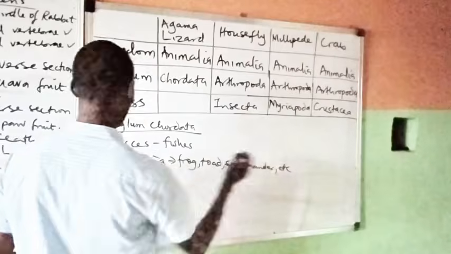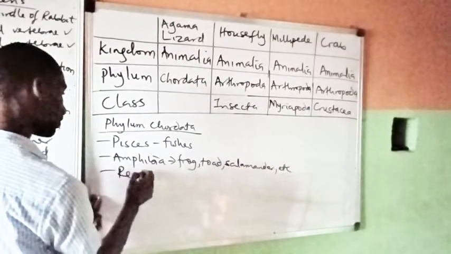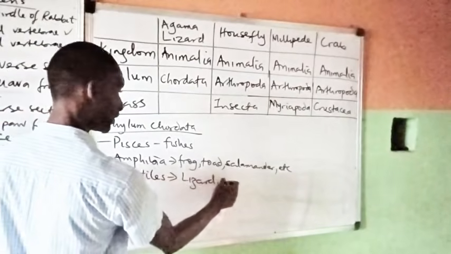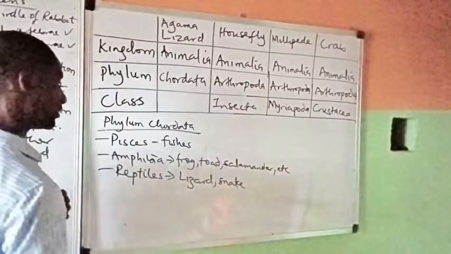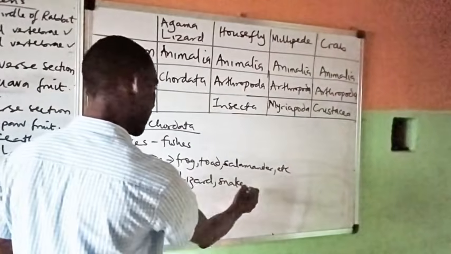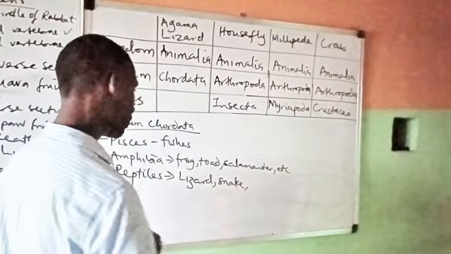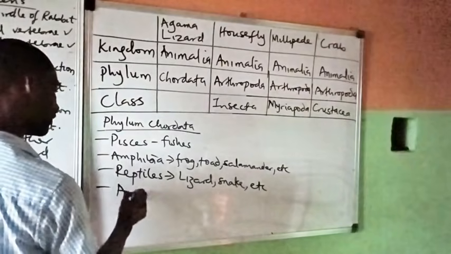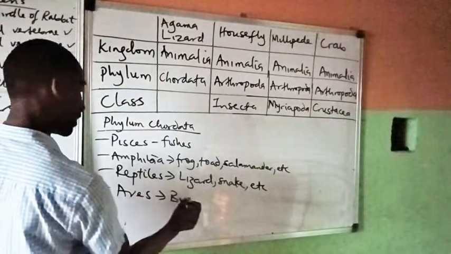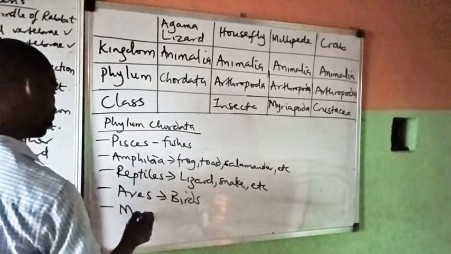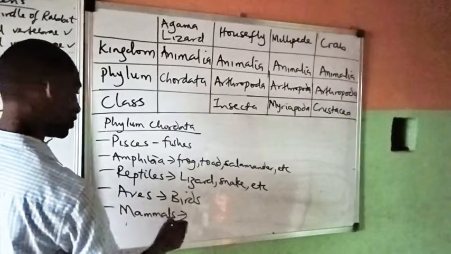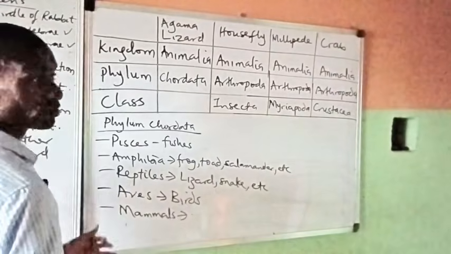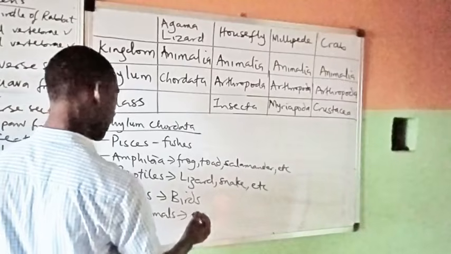Then you have the reptiles. Reptiles, that is where you have lizard, you have snakes. So your Agama lizard is a reptile. Lizard, snake, crocodile, alligator, etc. They are reptiles, turtle. Then you have the aves. The aves are the birds. And then we have the mammals, which is where the rabbits belong to. Mammals are the animals that can reproduce their young ones alive, e.g. rabbits.